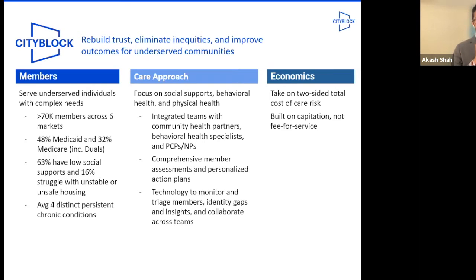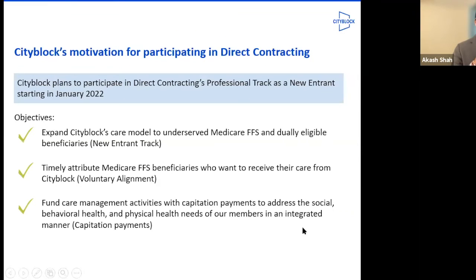We are excited to participate in direct contracting. We planned to start in January 2022 in the professional track as a new entrant. 3 particular pieces really excite us for direct contracting. 1, this is a way for us to expand our care model to serve underserved Medicare fee-for-service and dually eligible beneficiaries. We do serve Medicare beneficiaries today, but mostly in the MA space. So we're looking to expand into the fee-for-service population.